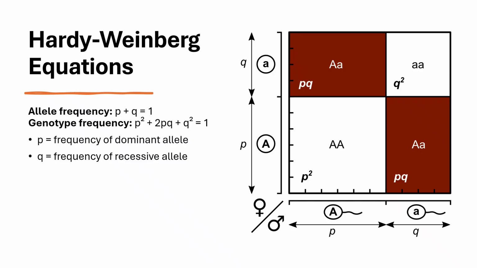The basic equations allow us to calculate allele and genotype frequencies. P is the dominant allele, Q is recessive, and the sum must equal 1.